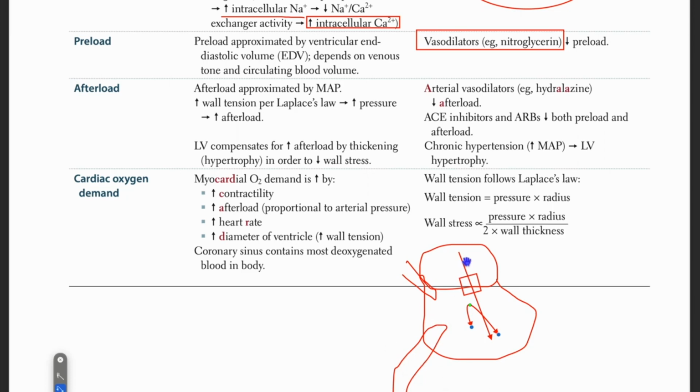So if the blood coming in is decreased, it's going to decrease your preload. Nitroglycerin, this is important. We give this in heart failure as well, because in compensated heart failure you'll have basically hypertension or increase in blood volume, and since your heart is already working overtime, you don't want to increase the workload. So we decrease the workload by giving them nitroglycerin.